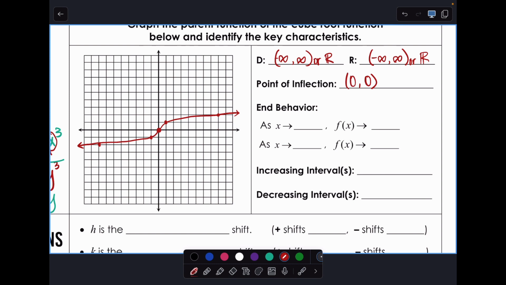As x is approaching positive infinity, what's happening with y? Positive infinity. And as x is approaching negative infinity, what's happening with the y? Negative infinity.